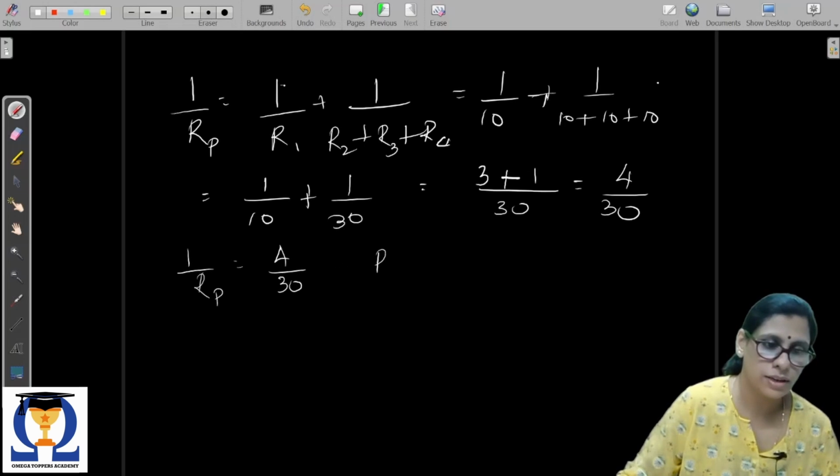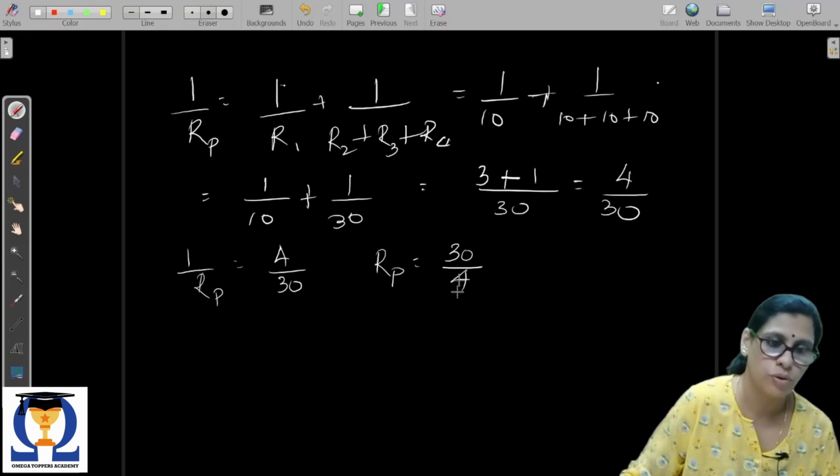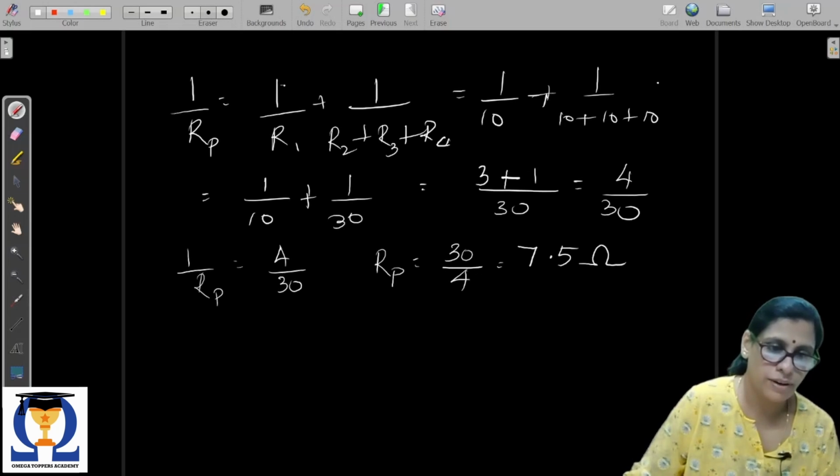So the total resistance which is connected in parallel is actually 30 by 4. So what is 30 by 4? 4 sevens are 28. So 7.5 ohms.